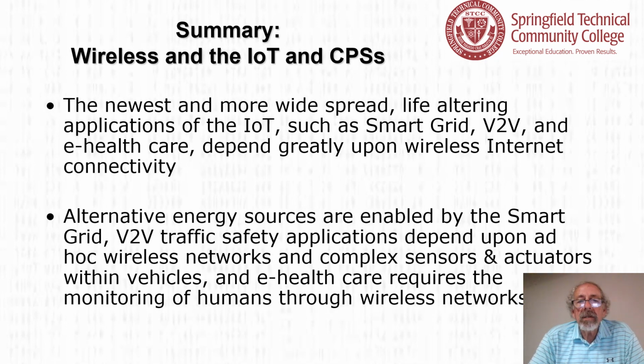Summary of wireless and IoT and CPSs. The newest and most widespread life-altering applications of the IoT, such as smart grid, V2V, and e-healthcare, depend greatly upon wireless internet connectivity. Alternative energy sources are enabled by the smart grid. V2V traffic safety applications depend upon ad hoc wireless networks and complex sensors and actuators within vehicles. And e-healthcare requires the monitoring of humans through wireless networks. So wireless will go hand in hand with these new Internet of Things applications.